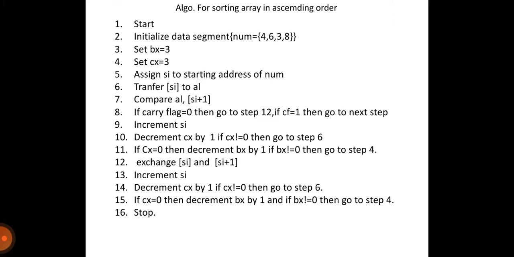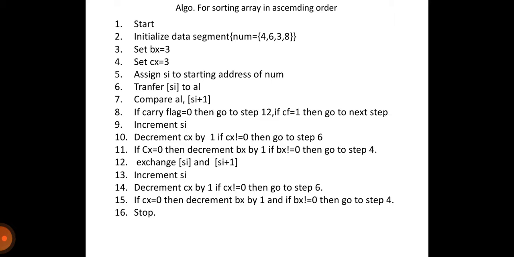And if the carry flag is set, which is our required condition, then we only need to increment SI, decrement CX, and if CX is not 0, then go to step number 6 again. So after execution of the inner loop, when the inner loop gets fully executed, that is CX is equal to 0, one pass of the outer loop will get completed.